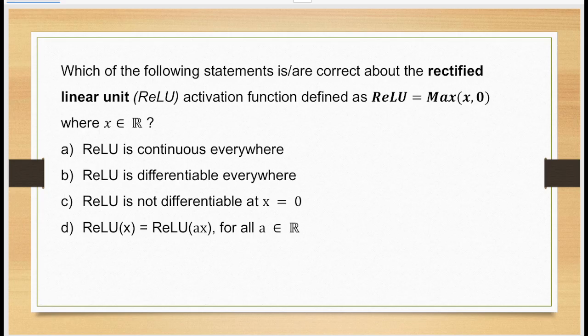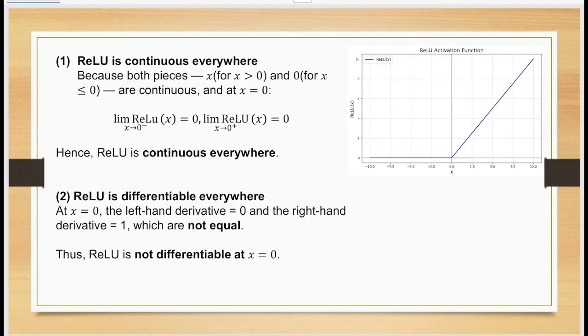Now let us check each option one by one. The first one says ReLU is continuous everywhere. As we know, for continuity we have to check at x equal to 0, so at x equal to 0 we will approach the limit using the limit function.